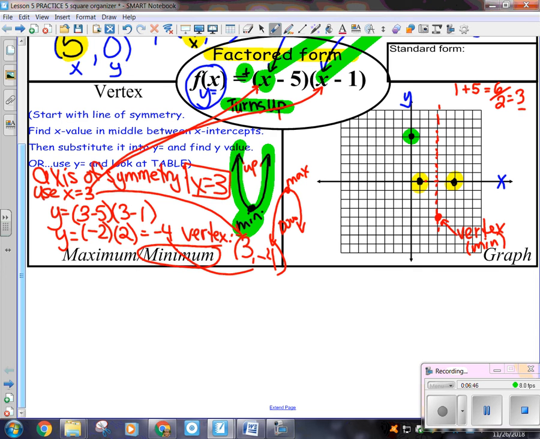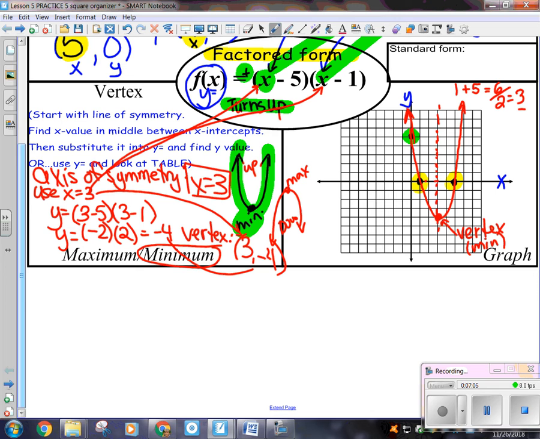Do I have enough points that I pretty much know how it's going to look? You should have enough points that you can actually fill in the shape. So I'm going to cross the y-axis up here at this one, come on down, make the U-turn, and come back up. And I have my parabola on my graph.